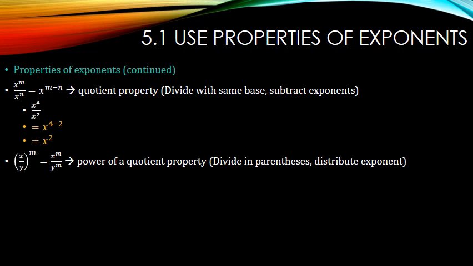Power of a quotient property is similar to power of a product property. So we have a division in parentheses with an exponent on the outside of the parentheses. Distribute the exponent. So (4 over 2) cubed would be 4 cubed over 2 cubed, which is 64 over 8, which is 8.